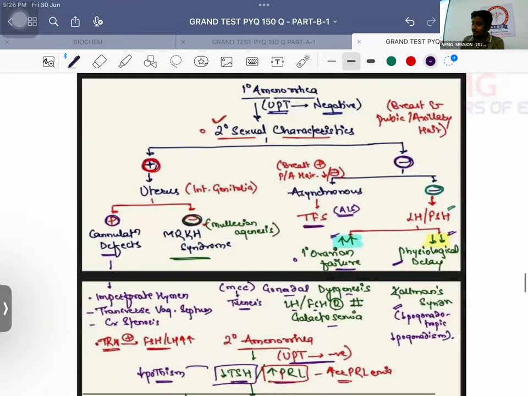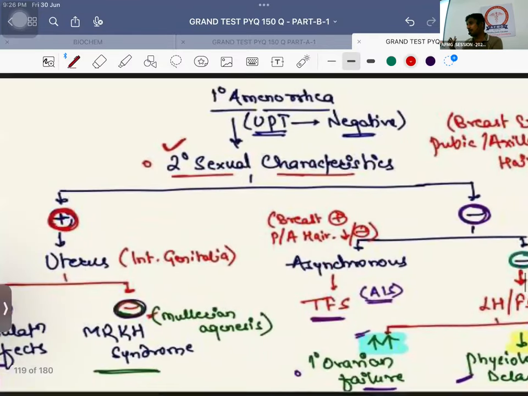I already taught this. I'm just revising it. Have a quick look once. This was taken in OBS-GYN test and discussion itself.